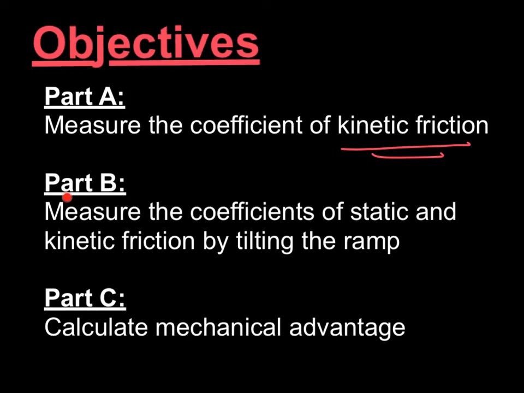Part B, you're going to measure not only the kinetic friction coefficient, but also static friction. And in this, you're going to tilt your ramp up at an angle. So part A is flat, part B is tilted. And then in part C, you're going to look at the mechanical advantage. In other words, why you'd rather walk up a ramp than stairs.